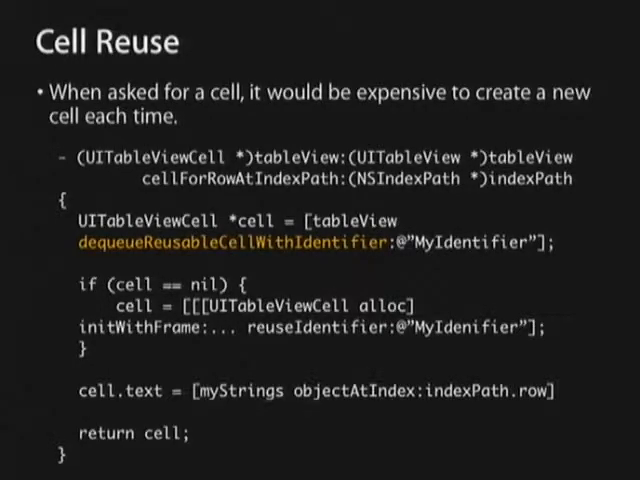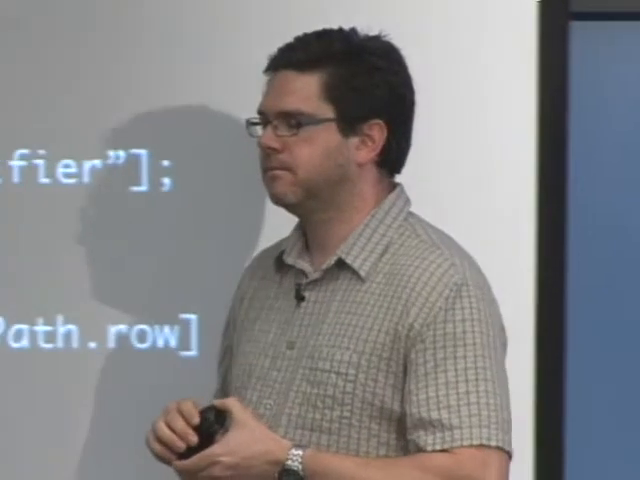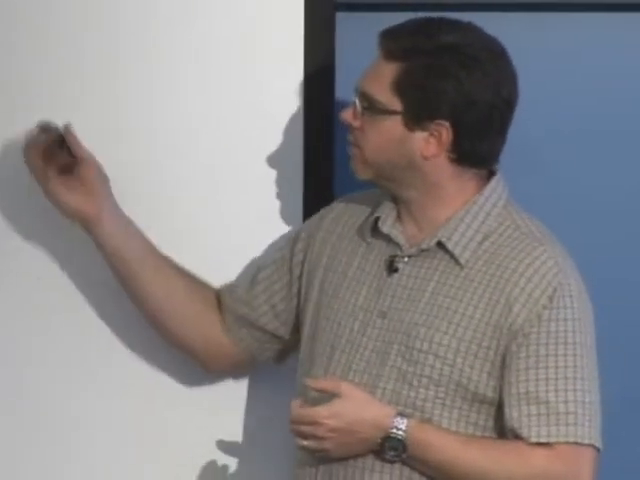Sorry, in this code, it seems like all of your cells should be named myIdentifier. Oh, I'm sorry. He said in this case, all the cells have the same identifier. So how do you differentiate between them? Really, the identifier is used to specify the form or the style of the cell.